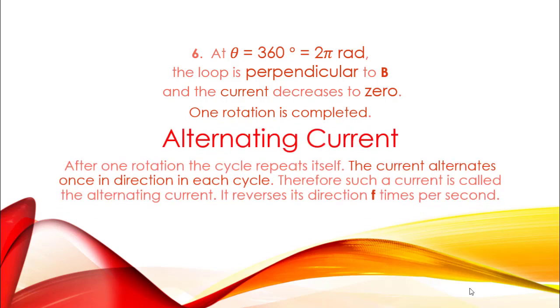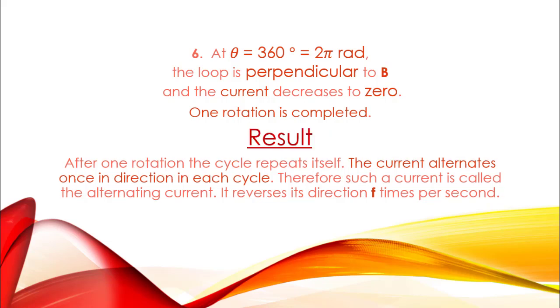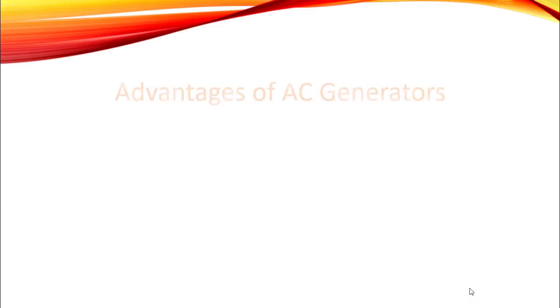After one rotation, the cycle repeats itself. The current alternates once in direction in each cycle. Therefore, such a current is called the alternating current. It reverses its direction f times per second. The current provided by Vapda to our houses oscillates 50 times in 1 second. So its frequency is 50 Hz.